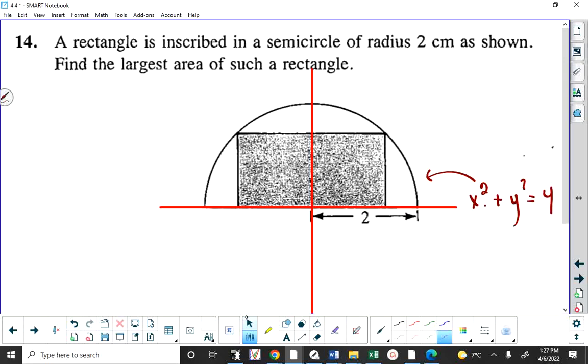Now, what that means, and this is sometimes lost on us, after we get into rules of algebra, you kind of forget about what a graph really is. What that means is that every single point on here will make that equation true. So if we knew the coordinates of this point, and we took the x coordinate and squared it, and we took the y coordinate and squared it, we would get 4. So that's going to be our equation of constraint. And the reason why it's an equation of constraint is we want to maximize the area of the rectangle. And the dimensions of the rectangle are defined by this point.